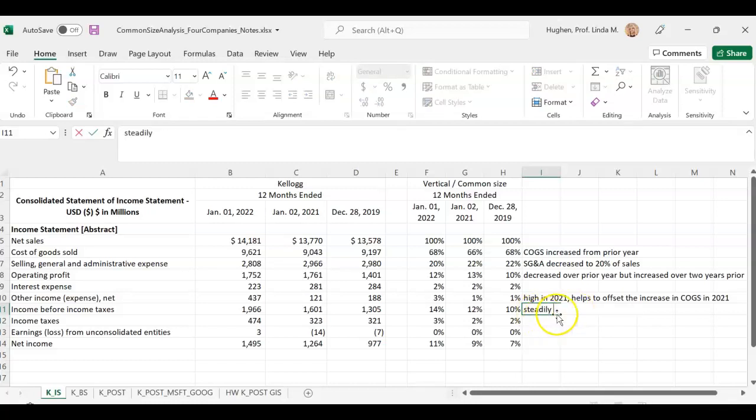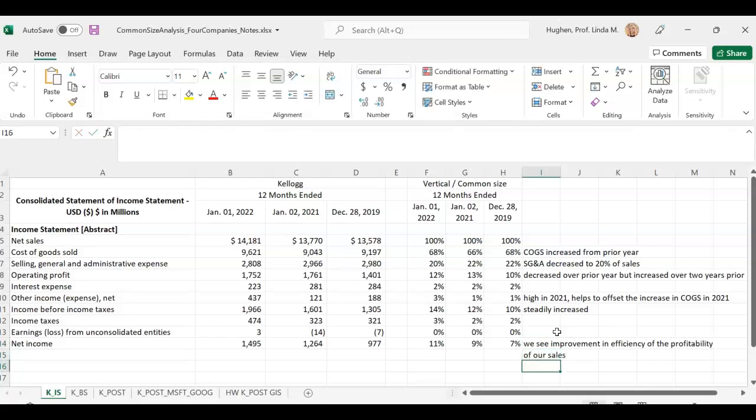So I'm going to write steadily increased, and for the reasons that we explained up here. Income taxes went up a little bit, 1% as a percentage of sales. And then finally, when we come down to net income, we see a nice, slow, steady increase. So we've improved our efficiency of the profitability of sales. We were better able to control our costs over the period.